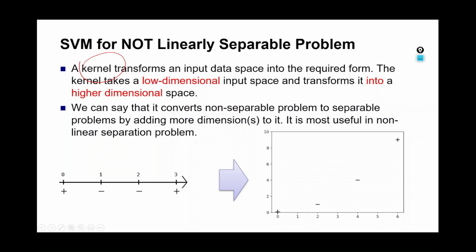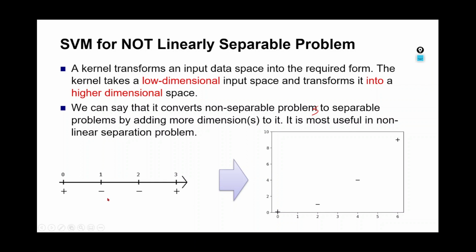In other words, you just apply the function. Okay, so these are the keywords already in this red color font. The kernel takes a low-dimensional input space and transforms it into a higher dimensional space. Let me finish this, I'll give you an example. We can see that it converts a non-separable problem to a separable problem. By adding more dimensions to it, it is most useful in non-linear separation problems.